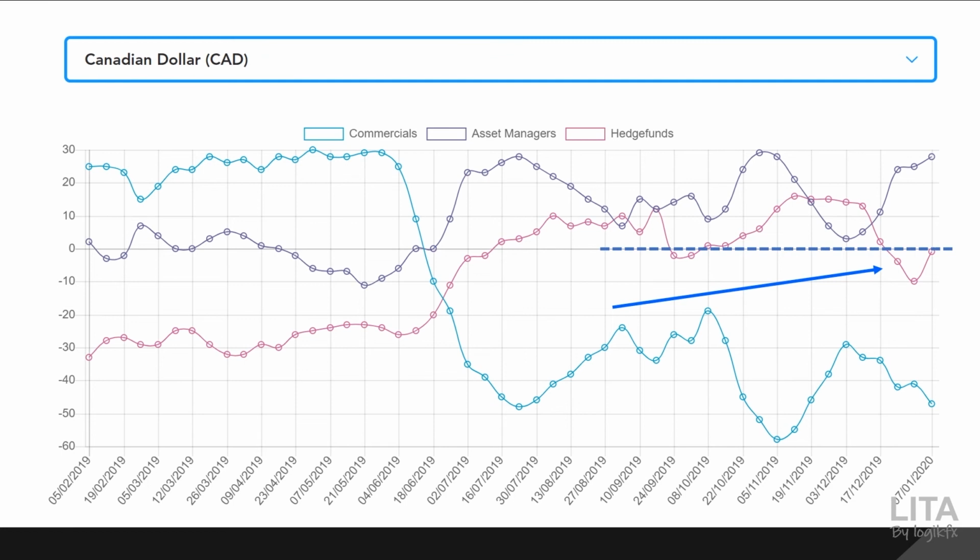So if the line goes above zero, which I've highlighted with a horizontal blue dash line, it means overall the hedge funds are buying. Now if it's below zero, which it is slightly currently, it means overall they are selling the Canadian dollar. So as traders, if we're looking to optimize our trades, we want to make sure the market, i.e. the hedge funds, are not against us. And it's as simple as that.